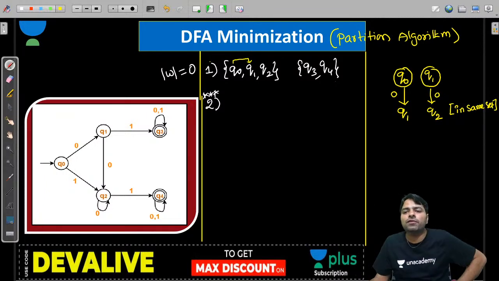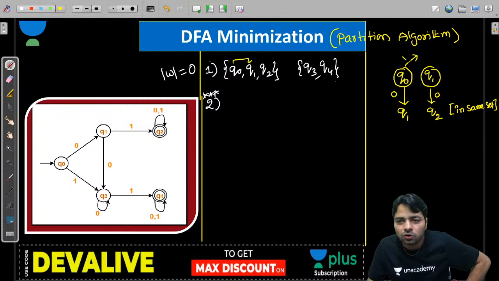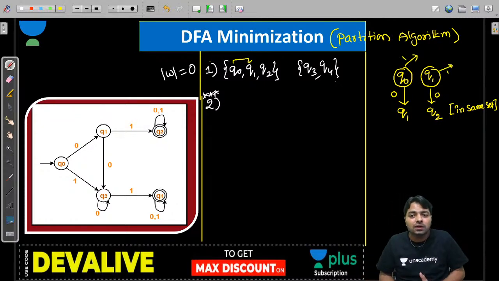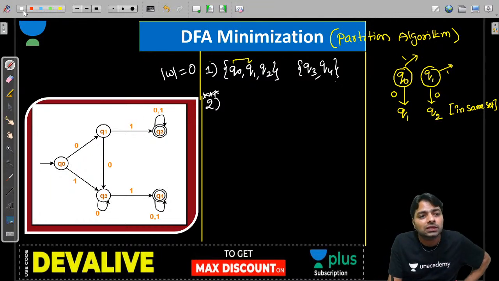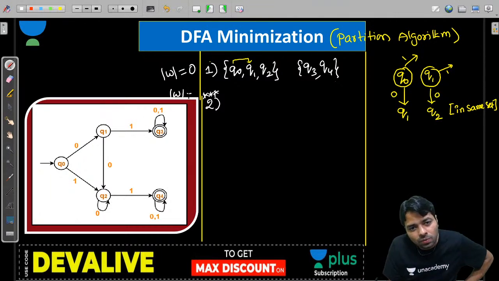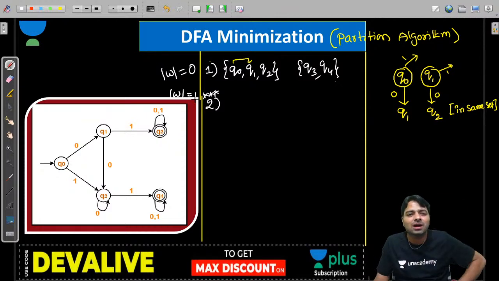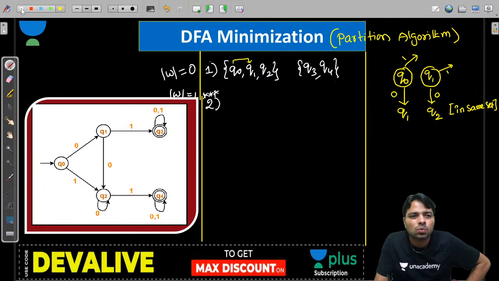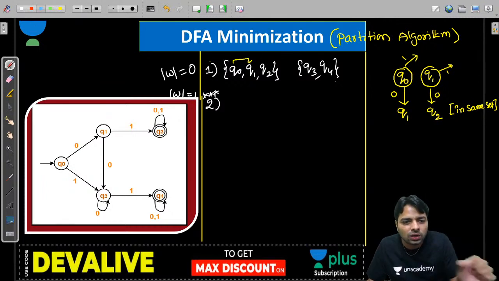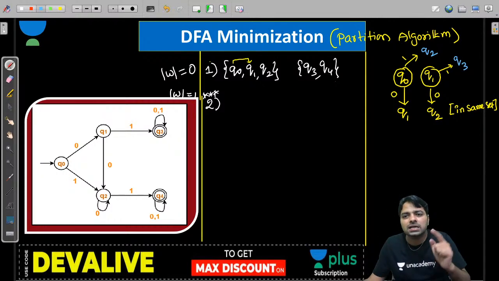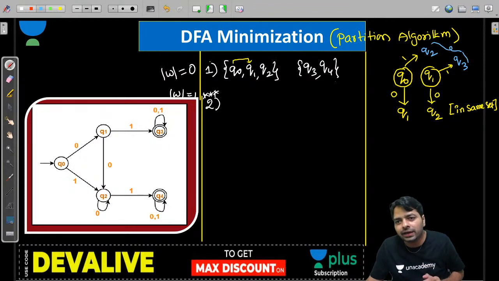So now look for the 1, because sometimes they might be working differently on 1, because we are working on length of the string indirectly, guys. Because I'm reading 0, 1 means one length is forming now. On 1, tell me, guys, what is going to be on 1? Q0 on 1, I am going to Q2. And Q1 on 1, I am going to Q3. These are already in different sets.